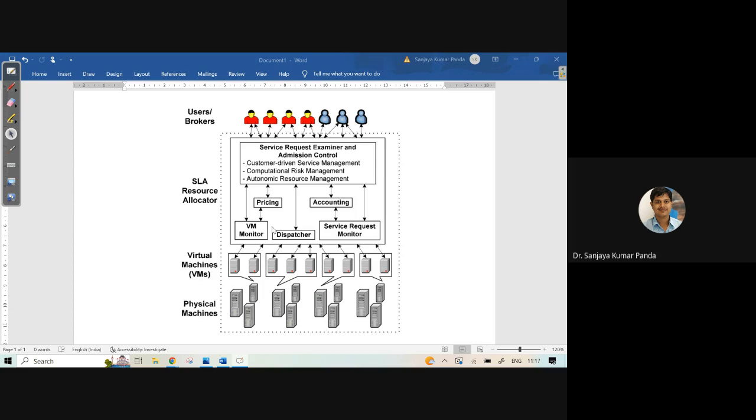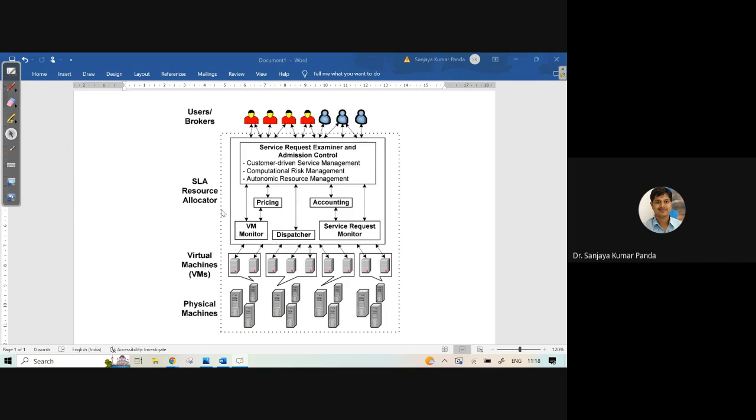So the dispatcher is not the same as your scheduler. The scheduler is picking a particular request. The dispatcher is moving that request from one state to another state. One may be the waiting state, another may be the running state, another may be the ready state. This movement is done by your dispatcher. So you do not confuse the dispatcher and the scheduler, right? So this is all about the SLA resource allocator.